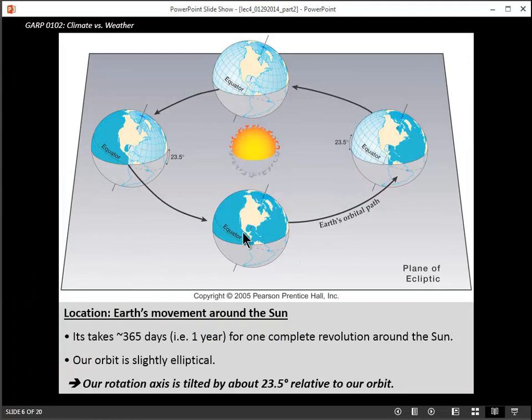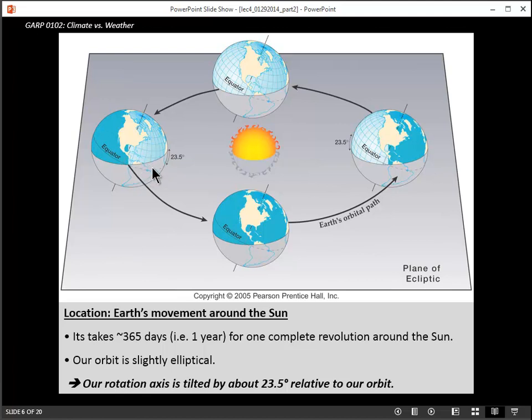The basic movement is pretty clear, right? Here we got the sun in the center, the Earth is orbiting around it. It takes about a year, 365 days, for one complete revolution around the sun. The orbit itself is slightly elliptical. It's almost a circle, but a little bit elliptical. And our rotation axis, the connection between the North Pole and the South Pole, is tilted by about 23.5 degrees relative to our orbit. And that tilt is really what controls weather, controls climate, gives you snowstorms, gives you hailstorms, gives you tornadoes, gives you hurricanes and all that stuff.